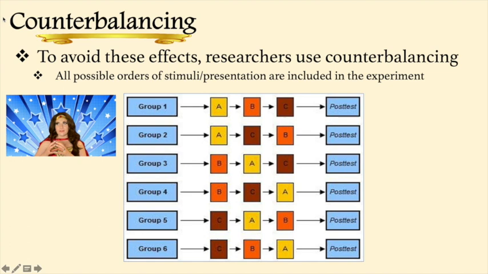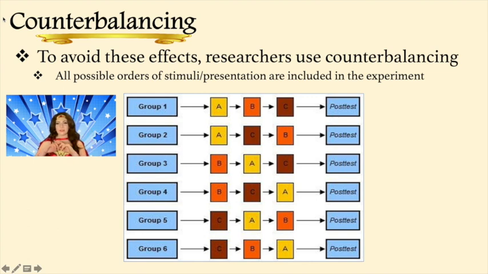So for example, if I have 6 different participants or 6 different groups of participants, I'm going to switch around the order in which I expose them to the independent variable. So let's go back to our exercising example. And this time, let's use the 3-level version. So level 1, participants exercise for 30 minutes. Level 2, participants exercise for 1 hour. And level 3, participants don't exercise at all.